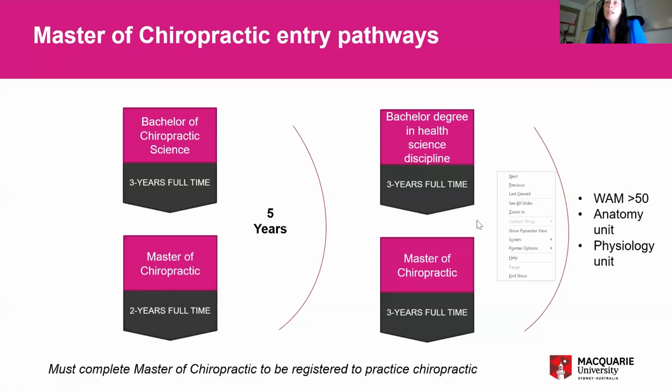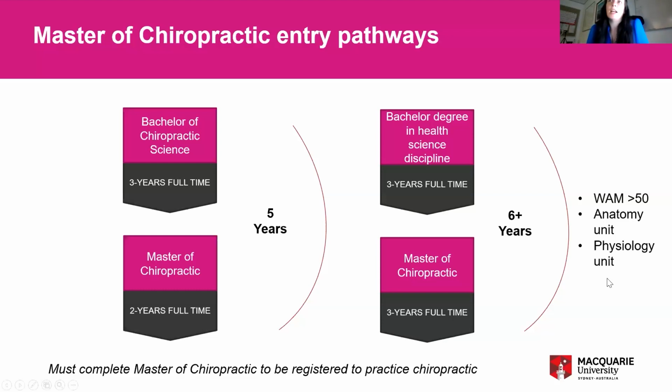The other pathway of entry is to come in from a different bachelor degree, and that needs to be in some related health science discipline. These are often science degrees, exercise science degrees, health science, clinical medicine, these sorts of things. They'll come into the Master of Chiropractic into our full 3-year program. That first year covers, as I said, the chiropractic subjects that are also offered in the Bachelor of Chiropractic degree, and then you do the same final 2 years.